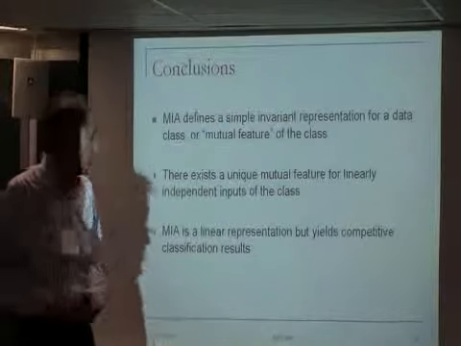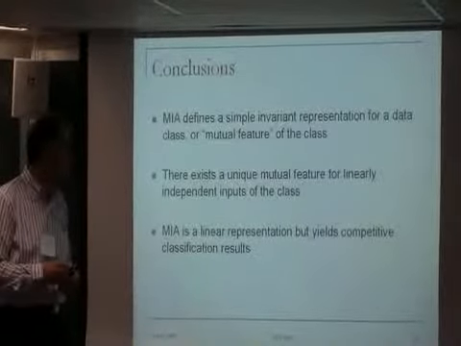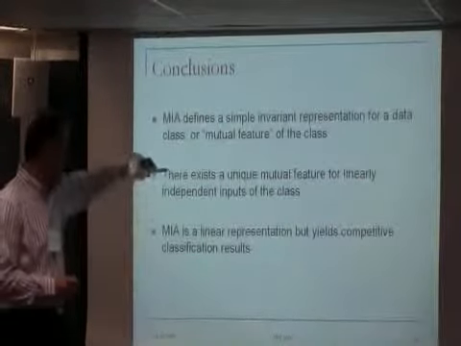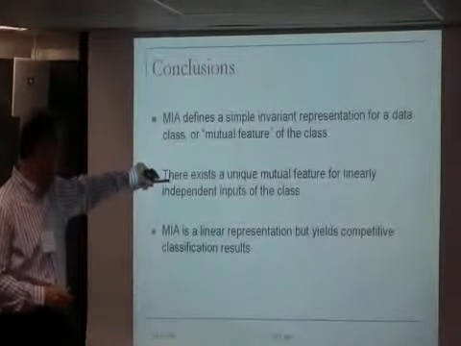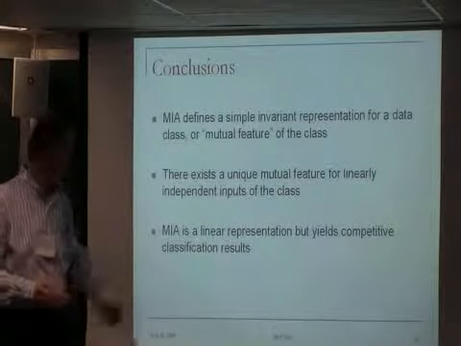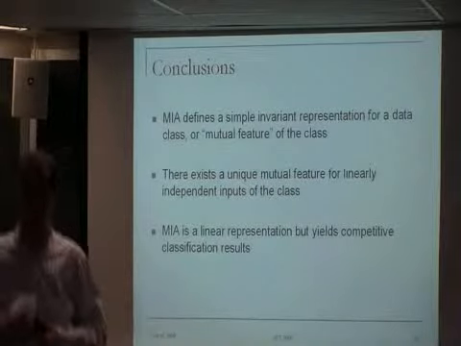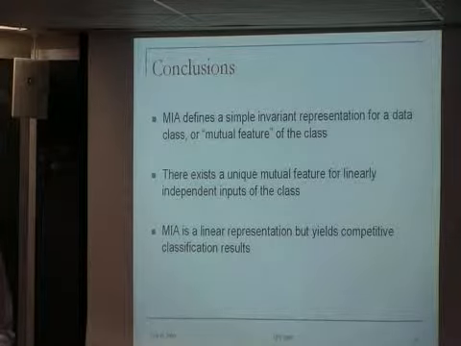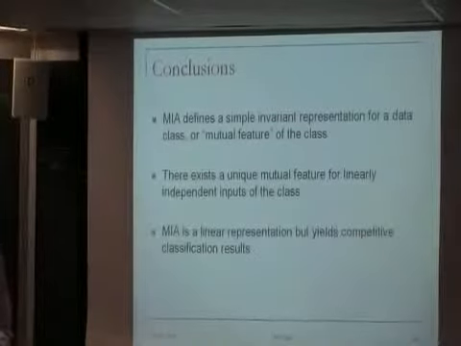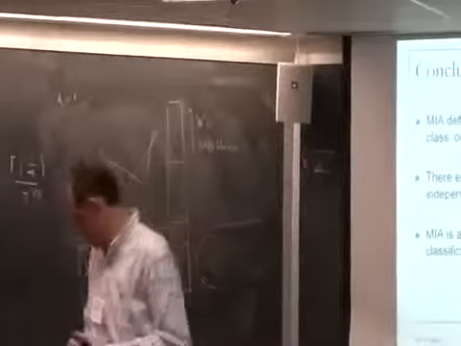Okay, well, I think I'll just conclude saying that NIA defines a simple invariant representation for a data class, what we call a neutral feature of the class. There are some interesting properties. First and foremost, there exists a unique neutral feature. And it's a linear representation, but interestingly yields some competitive results on some challenging problems. It still remains open to look into the statistical properties of what exactly happens there. Thank you.